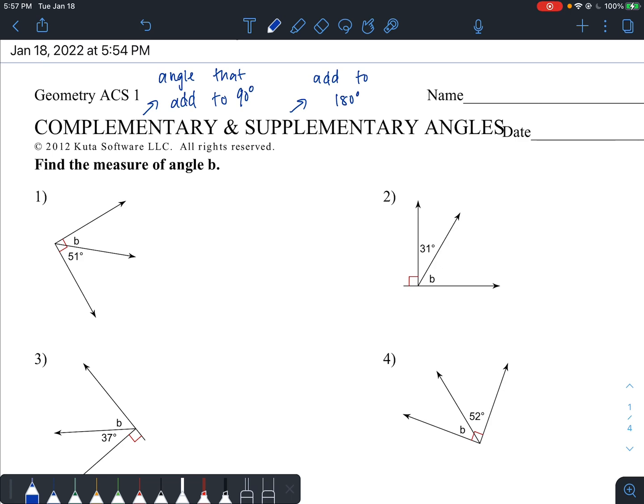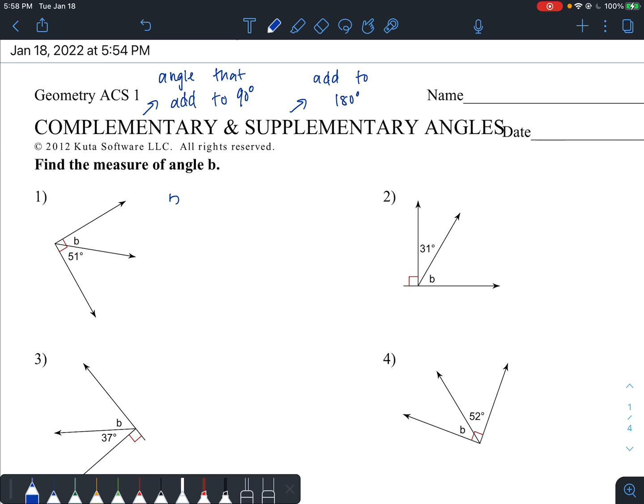Now what we're going to be doing here is just solving for missing angles. So here, if we're given these angles right here, it says for number one, find the measure of angle B. So we want to find the measure of this angle right here. Okay, given that this angle right here is 51, and what we know is that the sum of these two angles has to be 90 degrees because they are complementary. And we know that this is a 90-degree angle because of this marking right here. So 51 plus whatever angle B is has to be equal to 90.